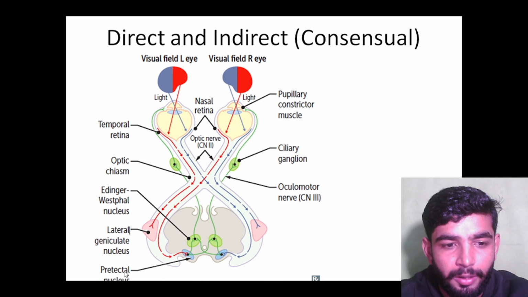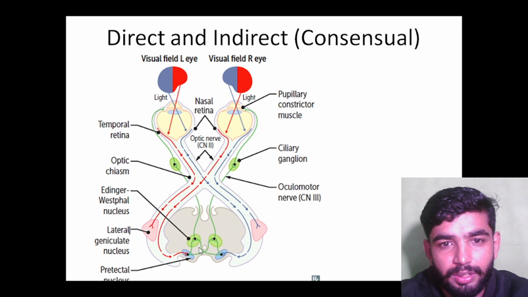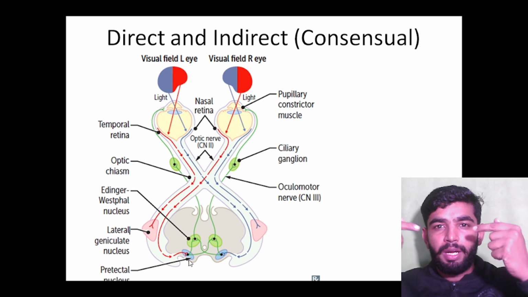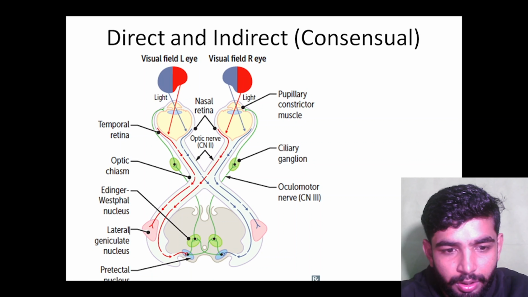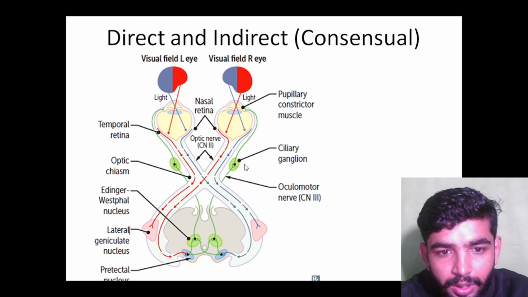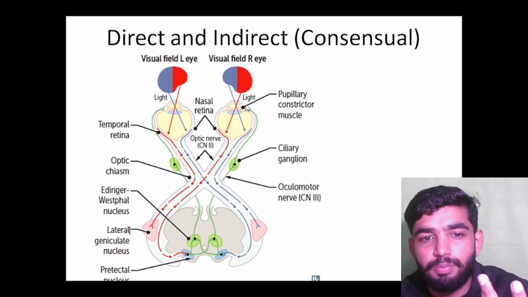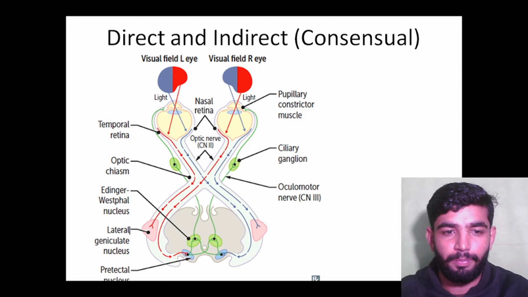Here it's the midbrain area, and this is the superior colliculus, moving through the pretectal nucleus. After entering the pretectal nucleus, there is also decussation. Here you want to watch the pretectal area. It moves toward the right. This is the left Edinger-Westphal nucleus, and this is the right Edinger-Westphal nucleus. Then it moves toward the right ciliary ganglion and the left ciliary ganglion. Then the post-ciliary fibers move to the pupillary sphincter muscle that constricts the pupil.